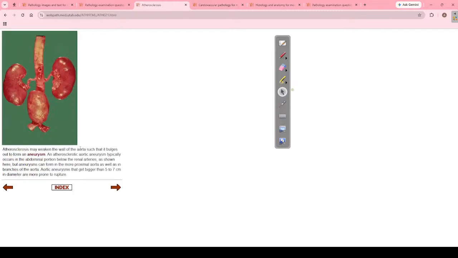Atherosclerosis may weaken the wall of the aorta. It may form an aneurysm. Atherosclerotic aneurysm typically occurs in the abdominal portion below the renal arteries as shown here, but aneurysm can form proximally also. Aortic aneurysms that get bigger than 5 to 7 centimeters in diameter are more prone to rupture. They are very much prone to rupture.